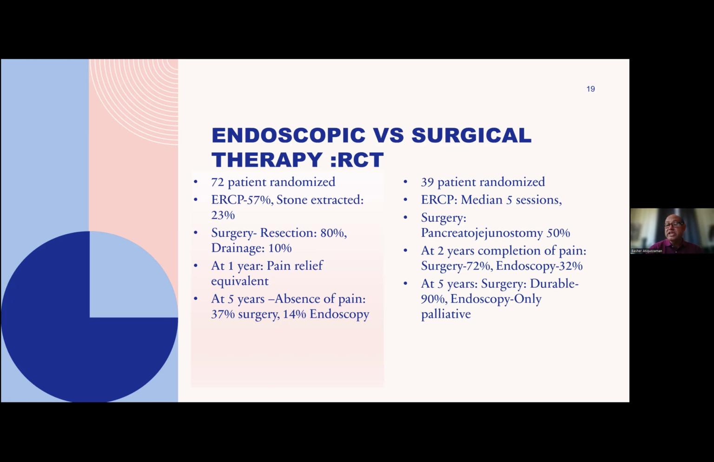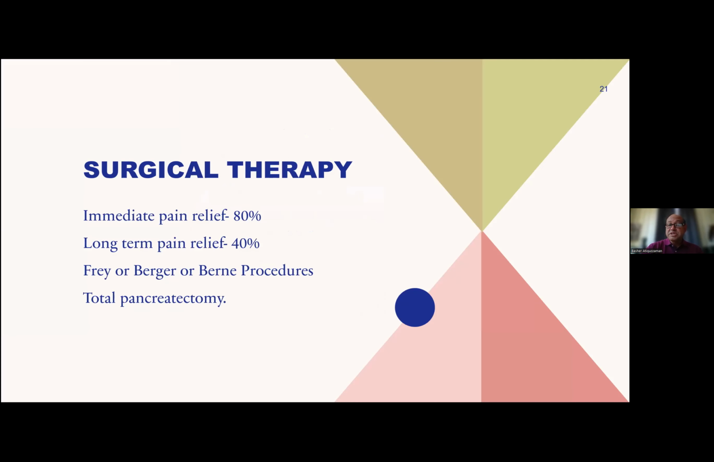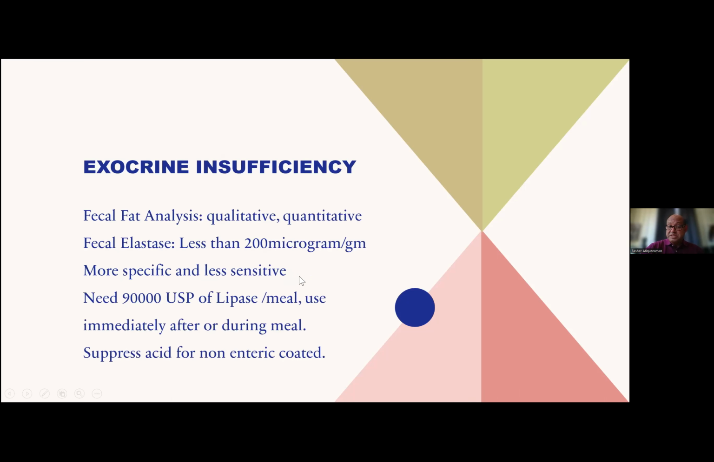So clearly, a patient who has significant symptoms, malnutrition, weight loss, surgery is the way to go. And endoscopically, a lot of people brag about endoscopic ultrasound, but all the randomized control trials proved that it doesn't work. So if somebody wants to do it, tell them not to do it. So surgical treatment is the best for long-term relief and immediate relief, and total pancreatectomy is the best procedure.